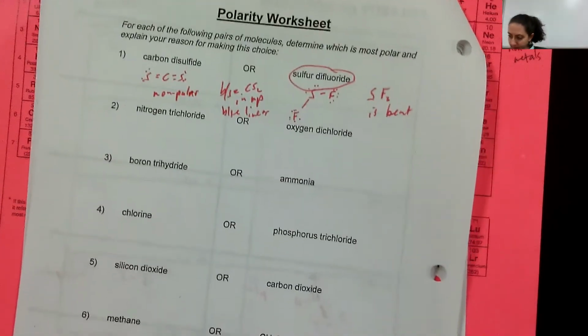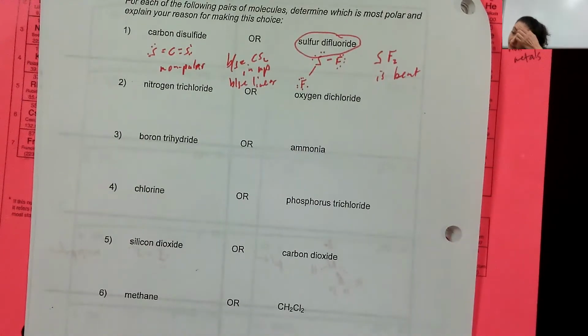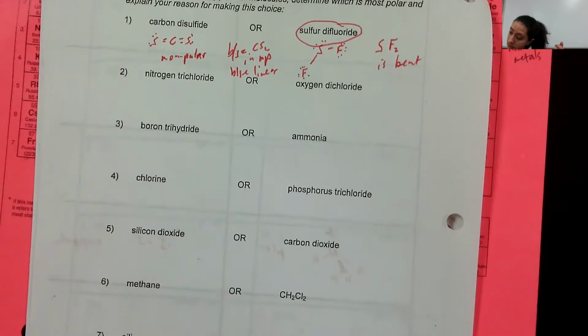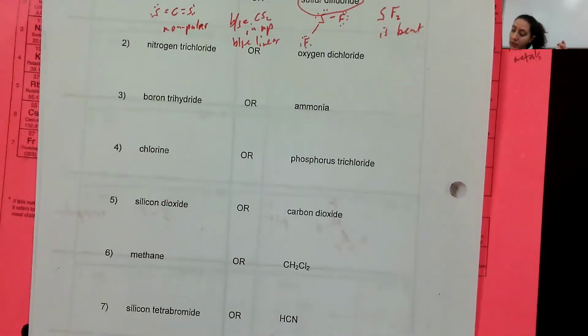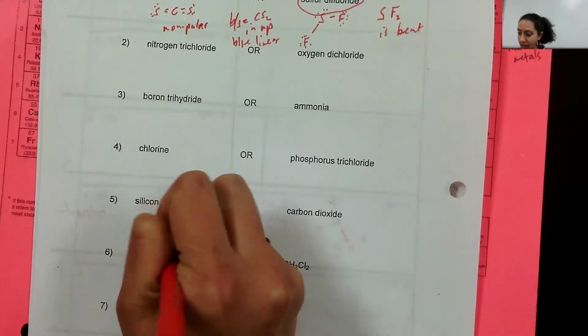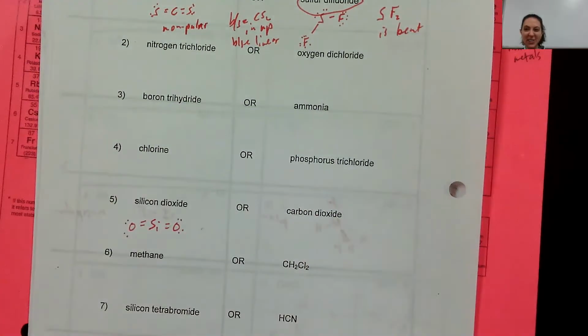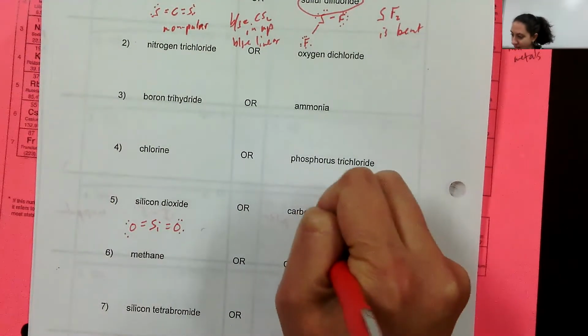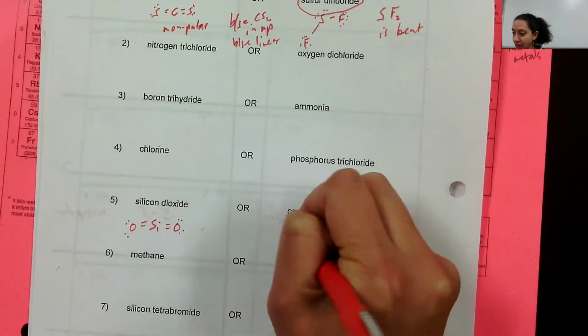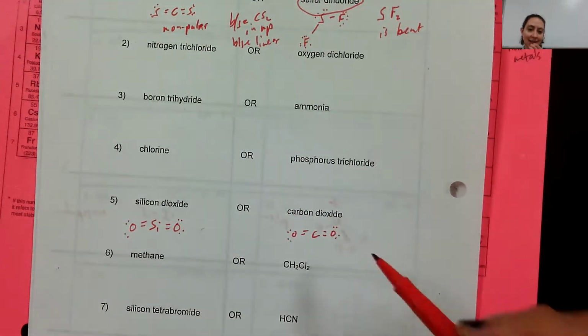Let's do, what's a fun one? Silicon dioxide. Let's do number 5. I think this one's kind of fun. So silicon dioxide. I don't expect you to be able to draw these Lewis models this quickly. It might take you a minute. If you're not sure how to do these, please let me know and we can talk about that, but it's helpful.